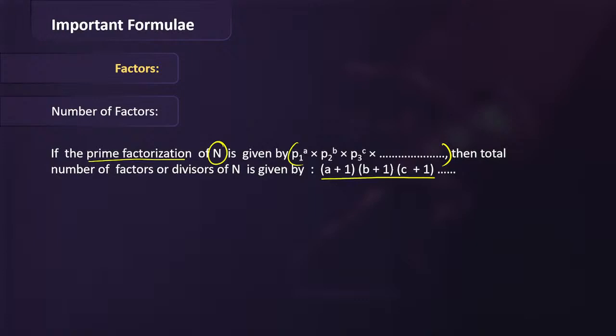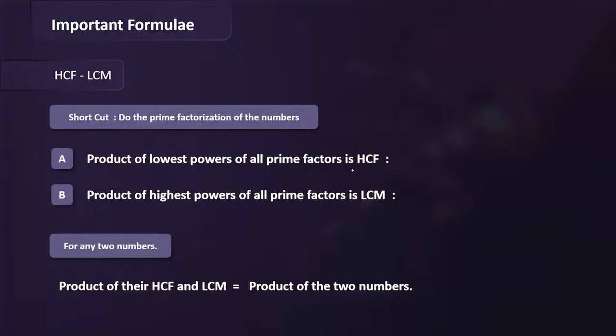So this is how you can calculate the number of factors of any number. Moving forward, the concept of LCM and HCF. LCM is lowest common multiple and HCF is highest common factor. These two are the most important concepts on which you will find plenty of questions to appear. These are certain things that you may remember about LCM and HCF.